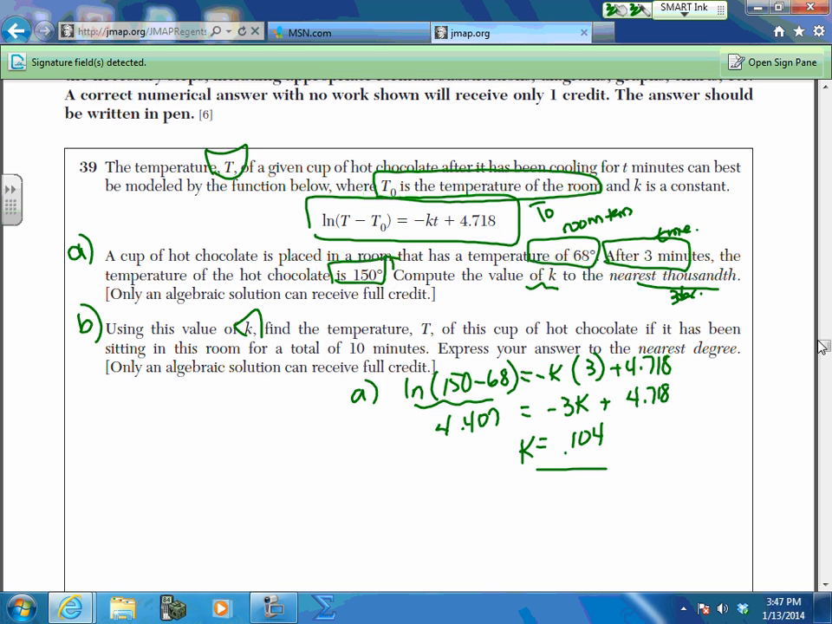Your second part says using this value. So we are going to take this value and we're going to plug it back into this equation, and we're going to find T, this guy right here. If it's been sitting in the room for a total of 10 minutes, there's my time. And again, they want it expressed to the nearest degree. So we write the formula down.